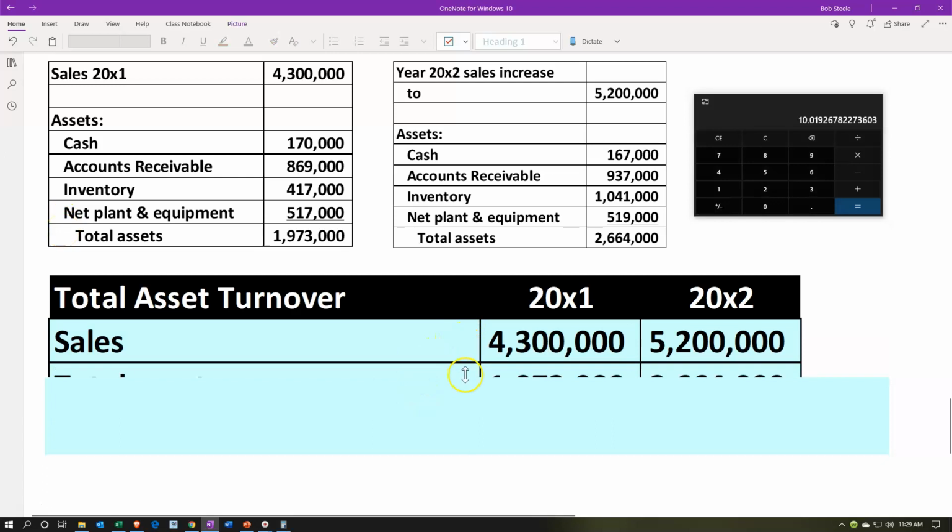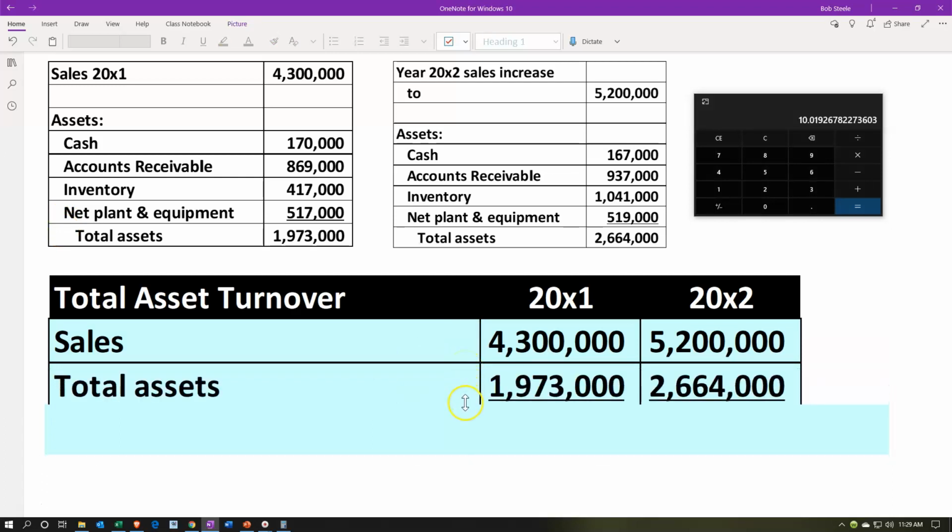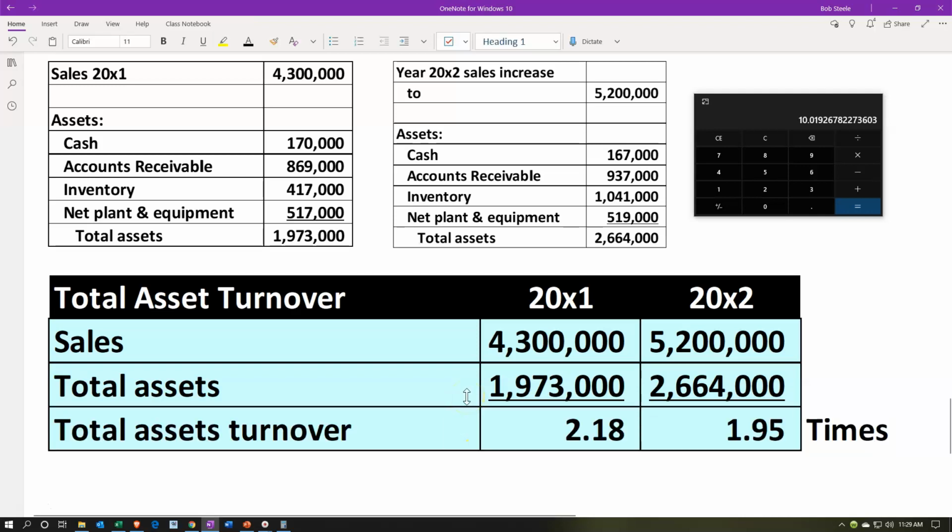So now we're going to say the sales number, income statement account, divided by total assets. Once again, income statement account and balance sheet account. Therefore, the balance sheet account, you might be seeing it as average total assets. And then we're going to have our turnover. Let's do the calculation on it. We got the 4300000 divided by 1973000. We're going to get the 2.18 about.